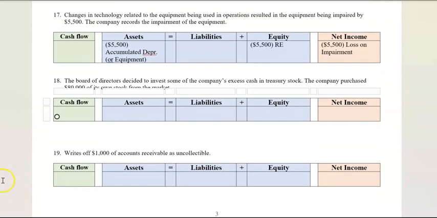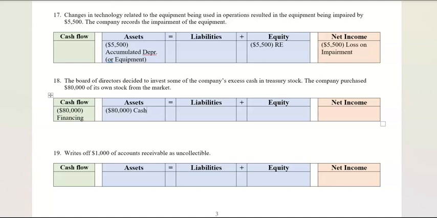Transaction 18 says the board of directors decided to invest some of the company's excess cash in treasury stock. The company purchased $80,000 worth of its own stock from the market. So to buy stock, the company had to spend cash. Cash outflow related to purchasing the company's own stock or buying treasury stock would be reported in the financing section. We're going to see the $80,000 decrease to the asset cash.